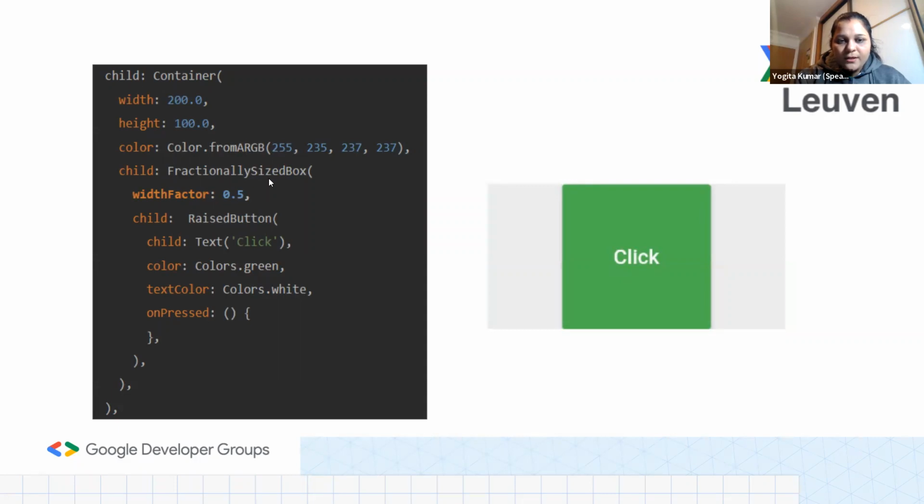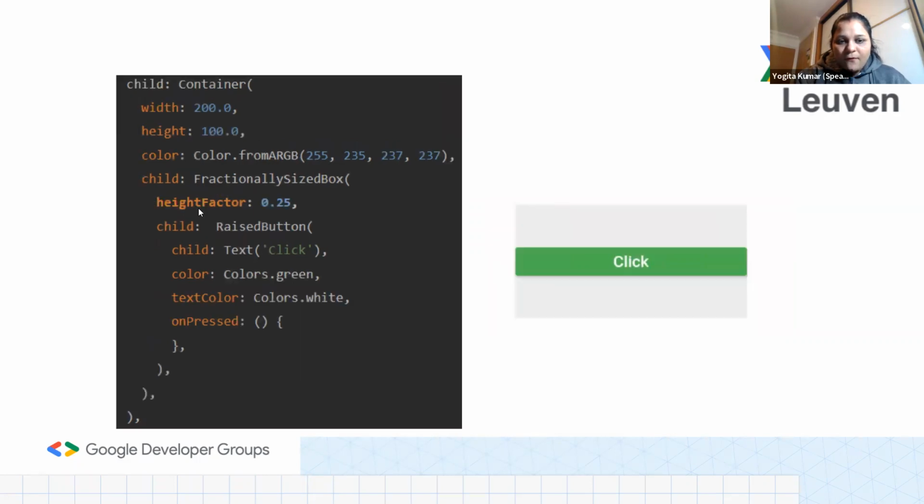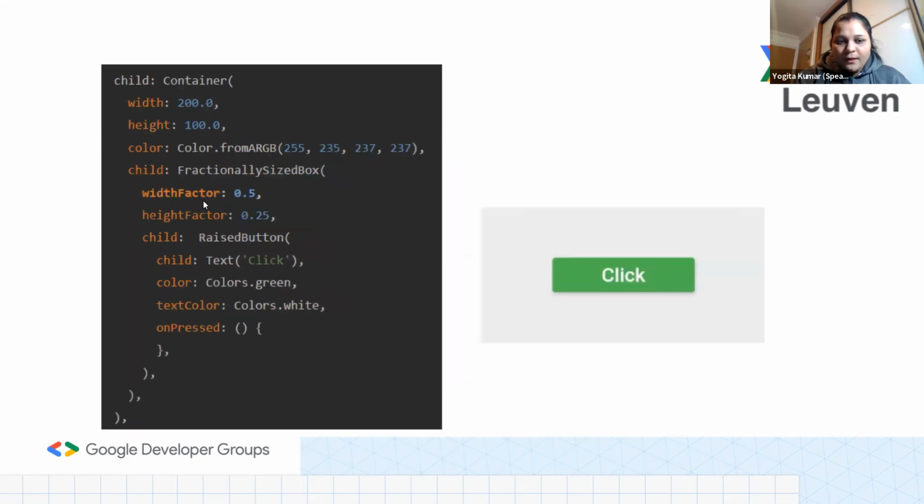In this FractionallySizedBox I mentioned that the width factor is 0.5, half of the container. So this button gets a width that is half of the original parent container. In the same way you can define the height factor also, 0.25. It takes 25% of the height of this gray container. You can define both together, the width factor and the height factor, so that it takes half of the width and 25% of the height of the gray container.